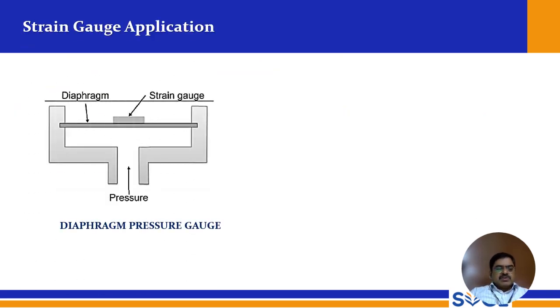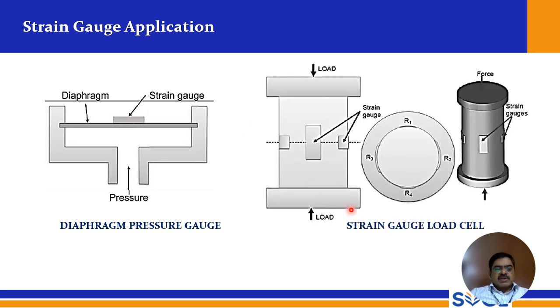Strain gauge application: you have a diaphragm pressure gauge. So pressure is made to enter in this channel, and this is the diaphragm. Now, when you mount a strain gauge on the diaphragm, this strain gauge will experience the force, the pressure. When pressurized fluid is entering in this channel, the pressure will act on the strain gauge as well. When it is acting on the strain gauge, there will be a change in resistance in the strain gauge. So this is one of the applications.